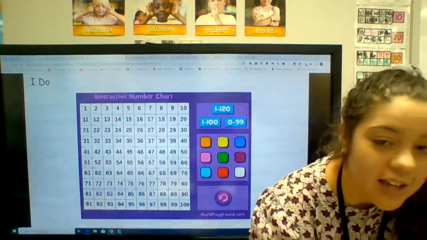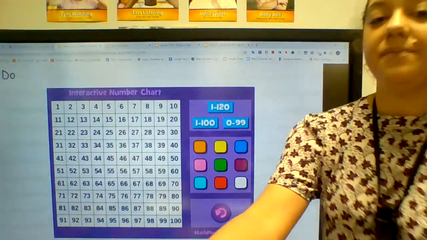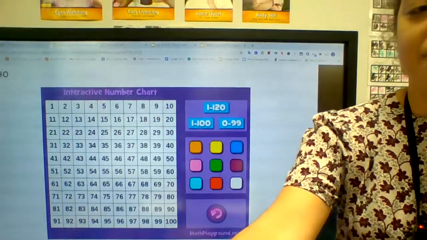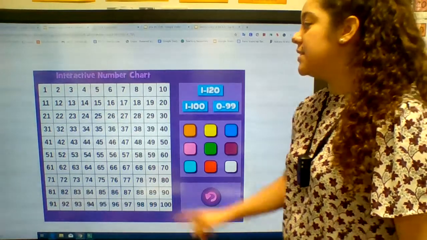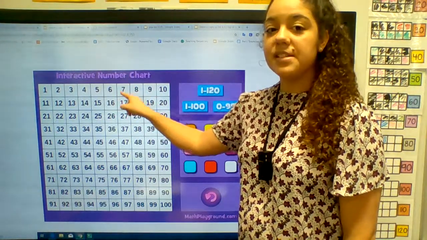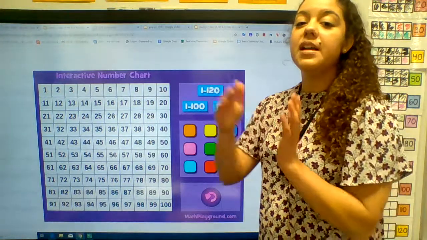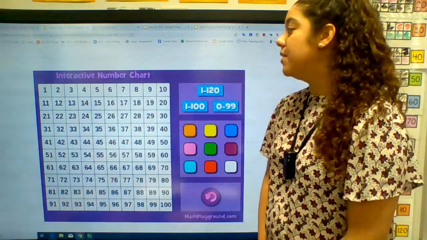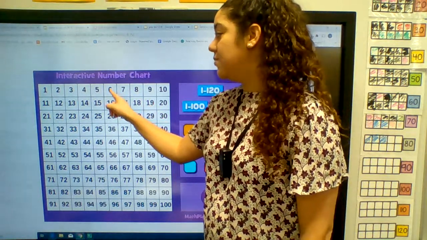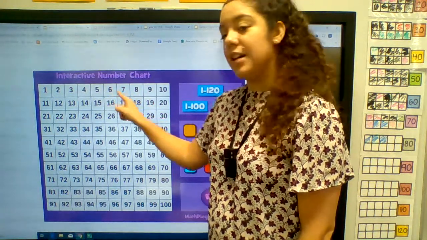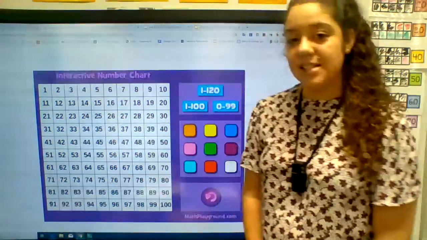I'm going to move you in a little bit closer so you can see my hundreds chart really well. Okay. Now, I'm going to pick the number 7. Do you see the number 7 right here? I'm going to find the number that is 1 less than 7. The number that comes right before it is 1 less. That number is 6. So I can say 6 is 1 less than 7.